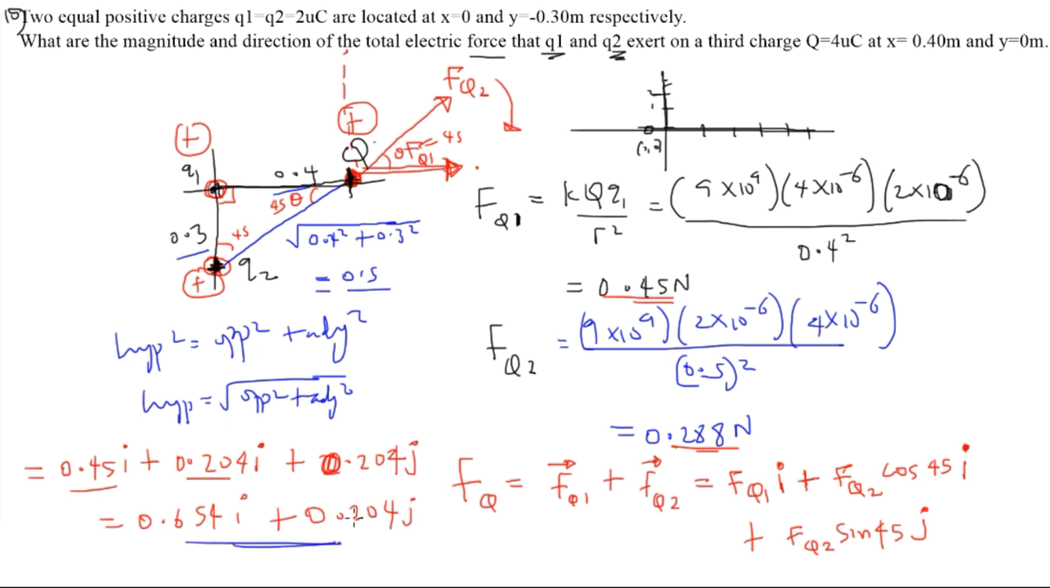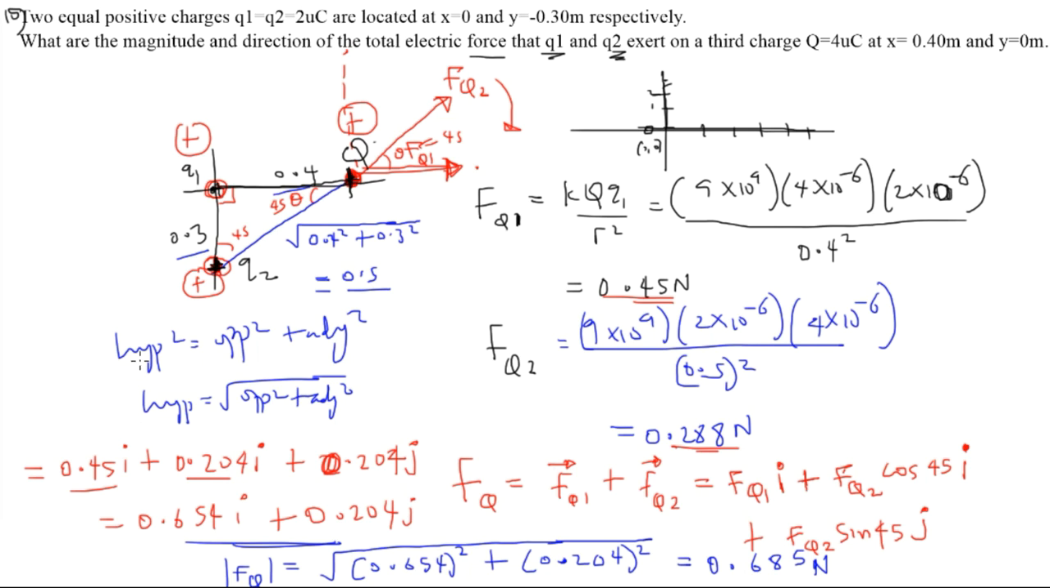That's the total force. I can find the magnitude of that force by saying that the magnitude of force on Q is equal to the square root of 0.654 squared plus 0.204 squared. Okay, that's equal to 0.685, and that's in Newton. That's the magnitude of the resultant force.